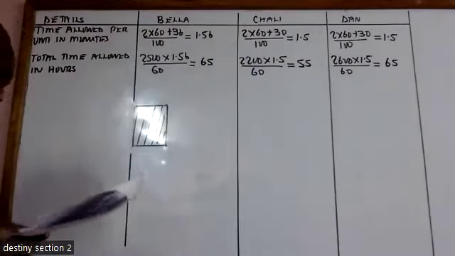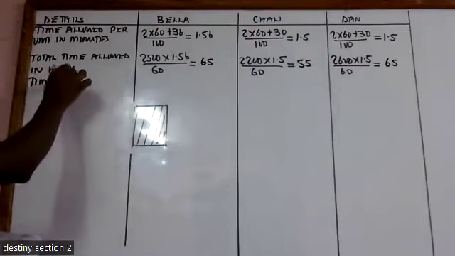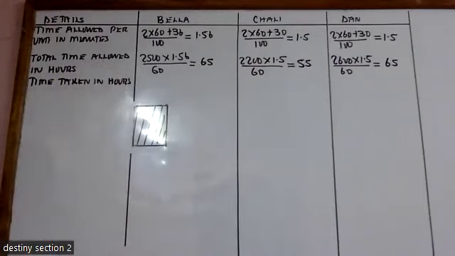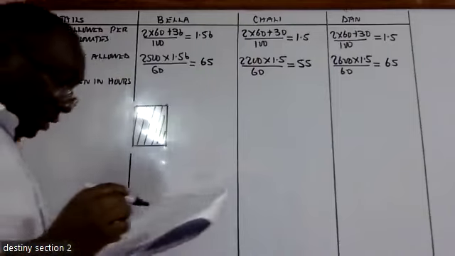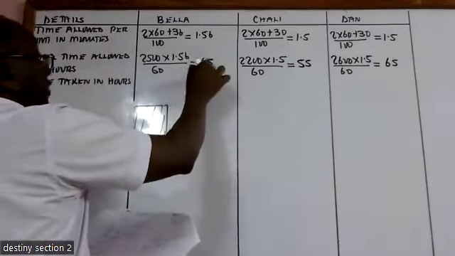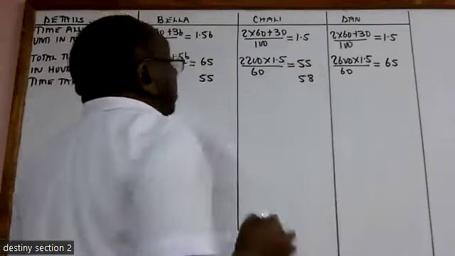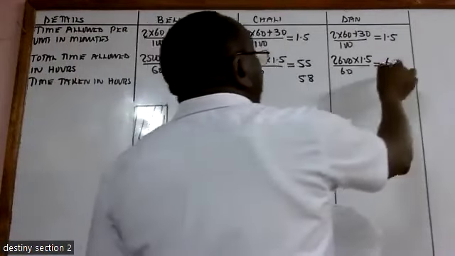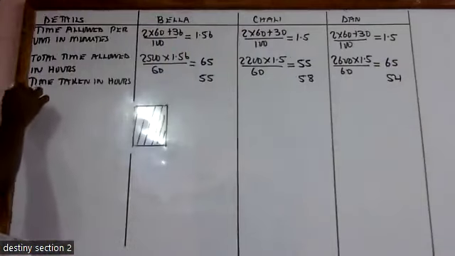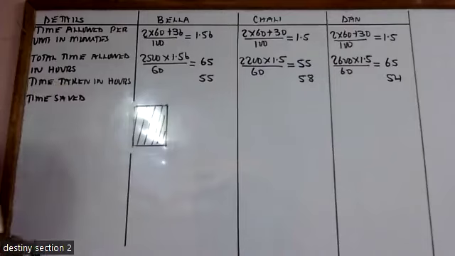So time taken in hours. You can see this first guy took 55 hours. This one took 58. And this one took 54. So time saved in hours.